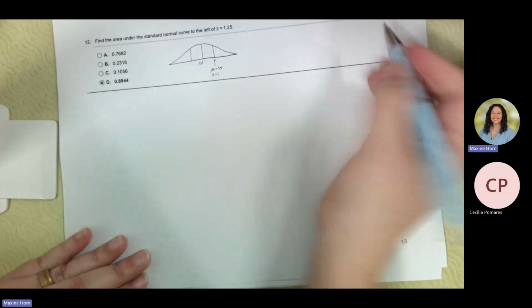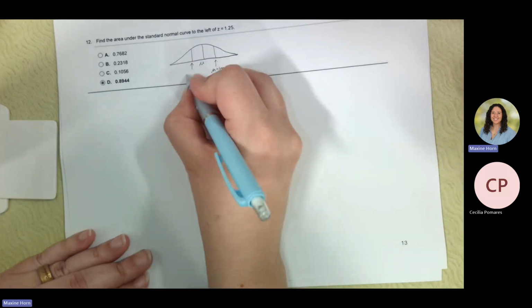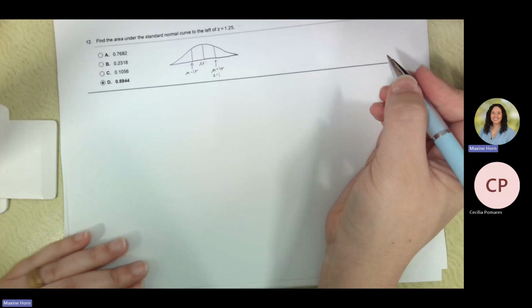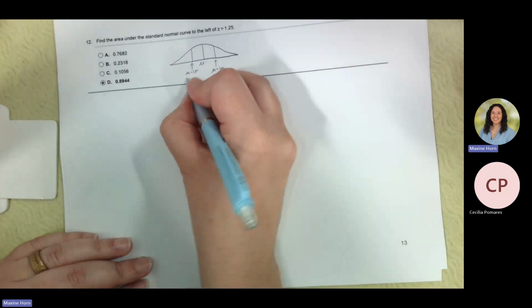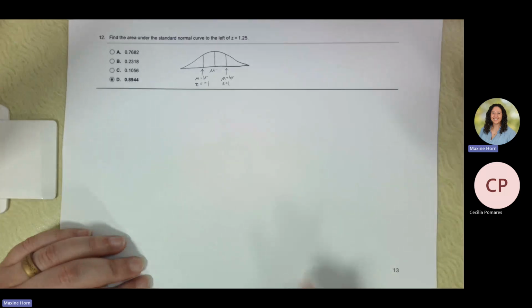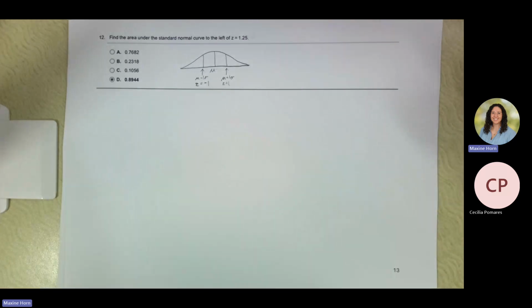If I go to the left of the mean, then I'm 1 standard deviation to the left of the mean. That's a z-score of -1, right? So don't forget that that's what the z-score actually represents, okay?